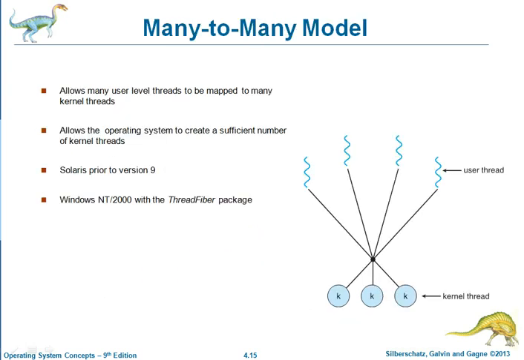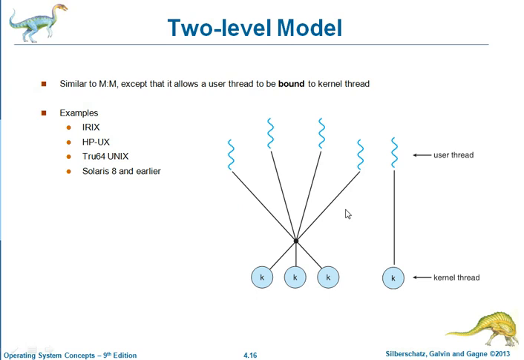We have the many-to-many model. This model multiplexes many user-level threads to a smaller or equal number of kernel threads. The number of kernel threads may be specific to either a particular application or a particular machine. Such an application may be allocated more kernel threads on a multiprocessor than on a single processor. The many-to-many model makes use of multiplexers.